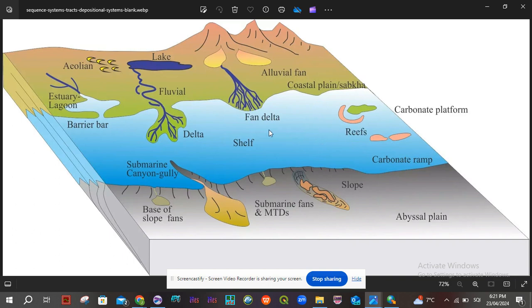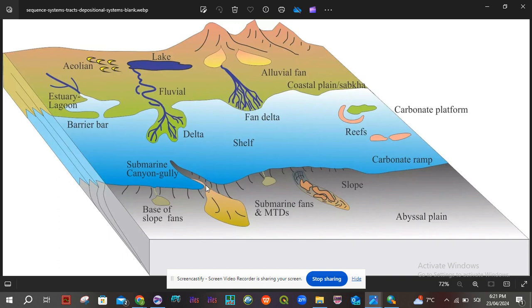So yeah, let's talk about the slope, the shelf slope, where we have some canyon. In this case, this canyon is like a big erosion, a sort of big breakage as a result of erosion in the slope, where we might have some channels.